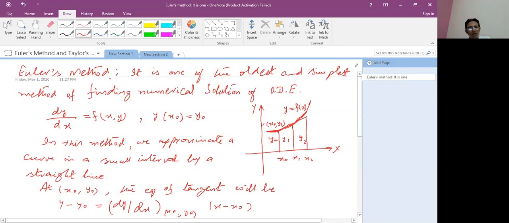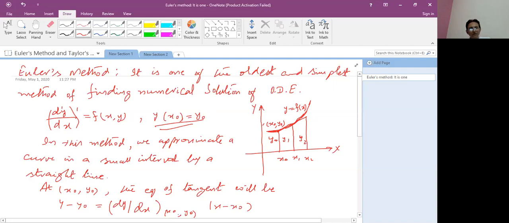So now we will talk about the first one, Euler's method. Students, it is one of the oldest and simplest methods of finding a numerical solution of an ODE. ODE means the order of the differential equation is 1 and the degree is 1, that's why we call it an ordinary differential equation. Euler's method and Taylor series method are both used to find the numerical solution of a first order ordinary differential equation when you are given an initial condition.